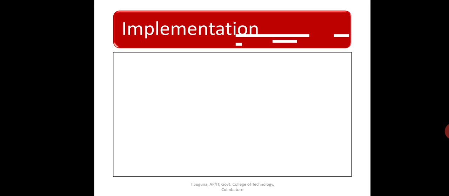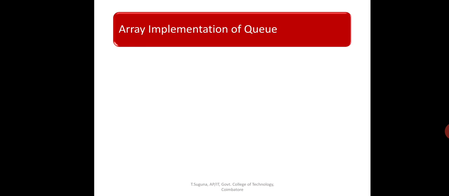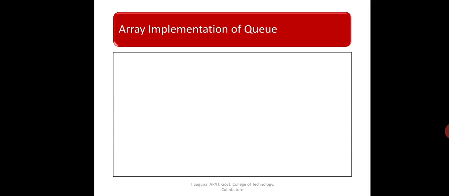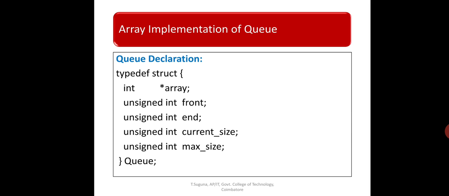Implementation. A queue can be implemented in two ways, using pointers and arrays. Here we are going to discuss the array implementation of a queue. This is the structure to declare the queue. We have an array, and we are going to allocate memory dynamically. So we are using the pointer, front end marker, end marker, then the current size of the queue, and the maximum allowable size for the queue, in the structure variable queue.